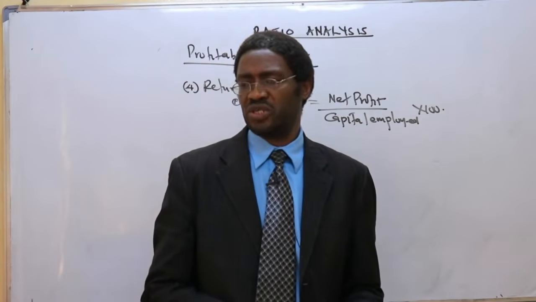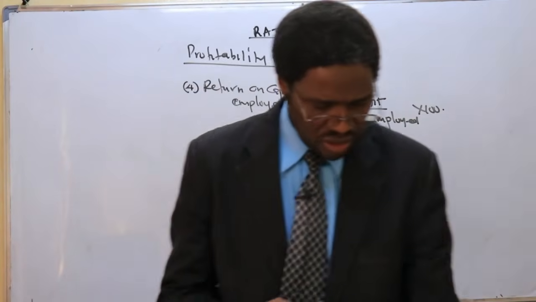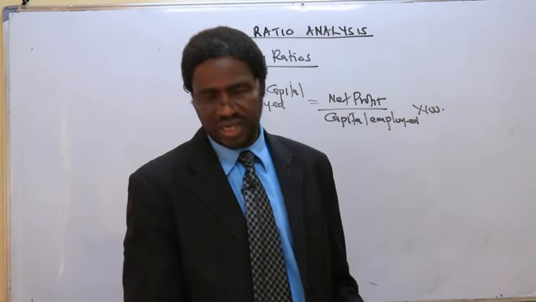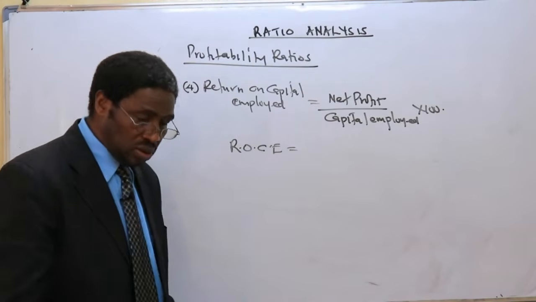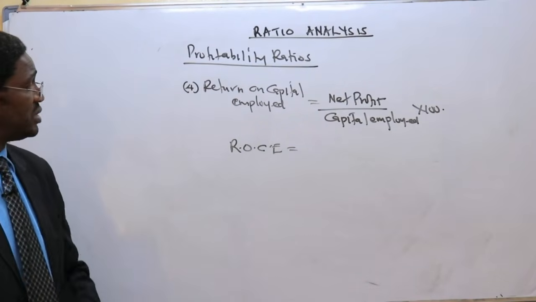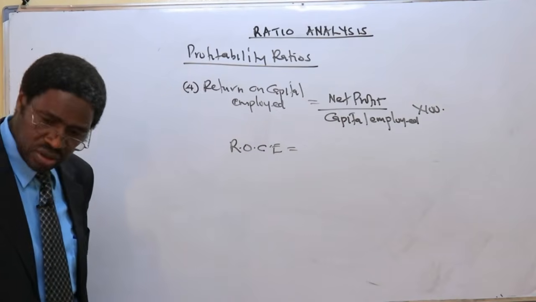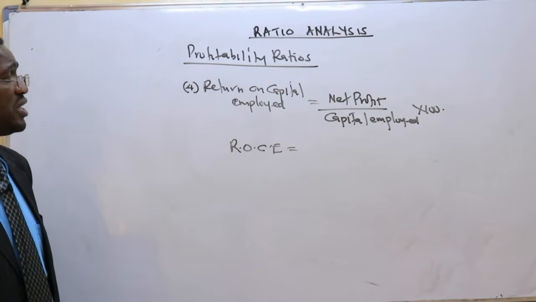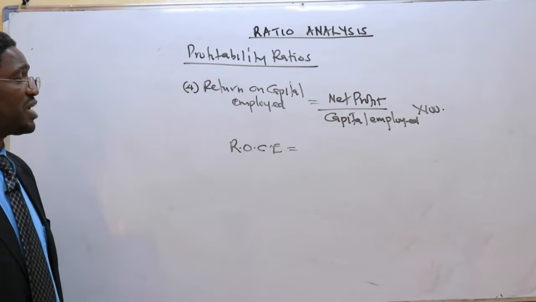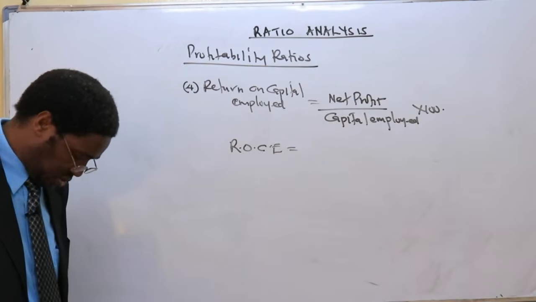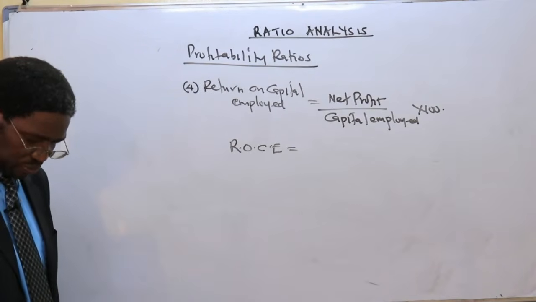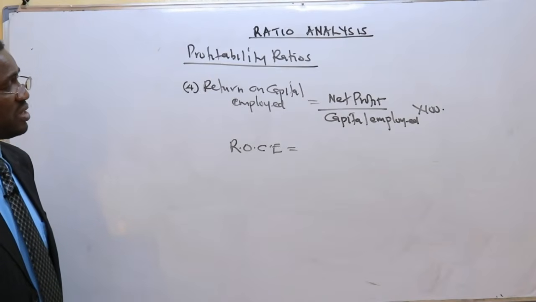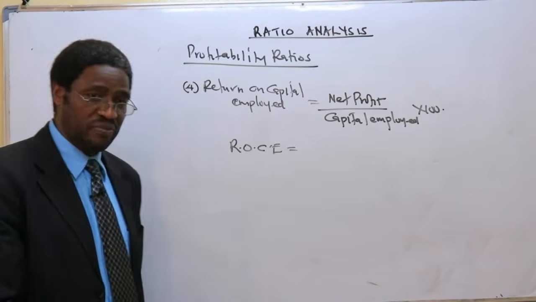Okay, so let's continue from where we left. We were discussing how to calculate the return on capital employed. And I was saying that to get return on capital employed, you take the net profit, you divide that by the capital employed of that business. Take the net profit, divide that by capital employed of the business.